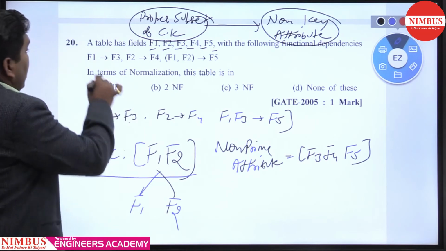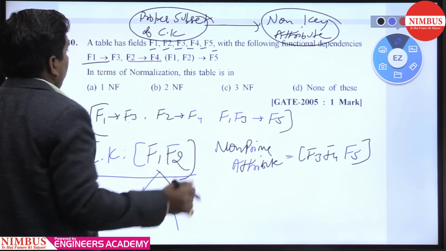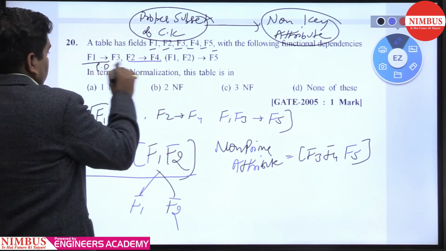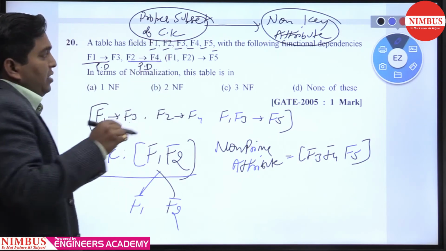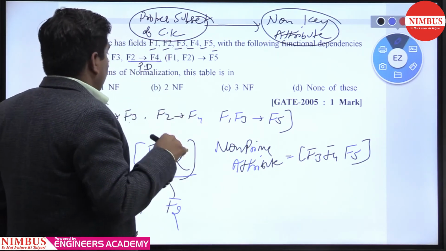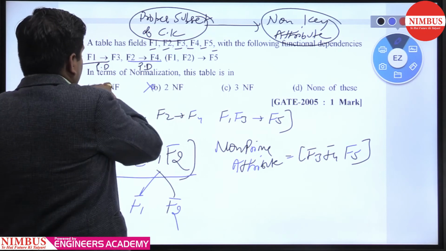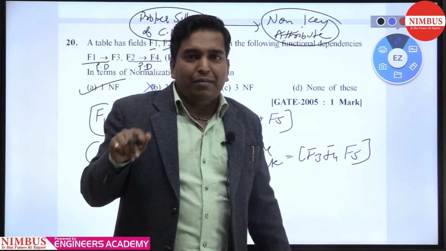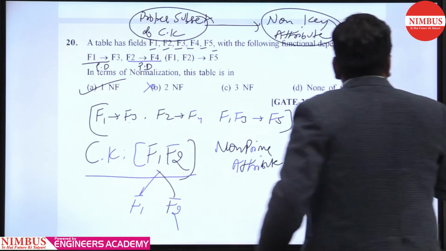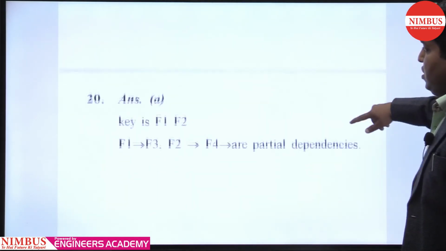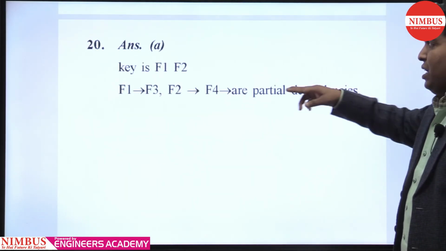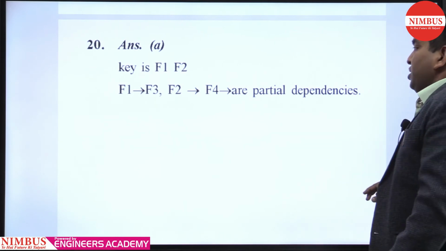Here you can see F1 to F3 and F2 to F4 make a partial dependency: a proper subset of one candidate key determining a non-key attribute. So the relation is not in 2NF, it is only in 1NF. Getting my point? Here the key is F1, F2, and F1 to F3 and F2 to F4 are partial dependencies.